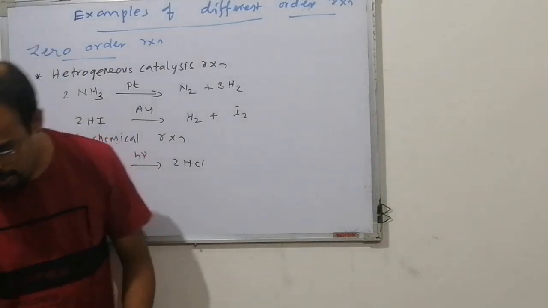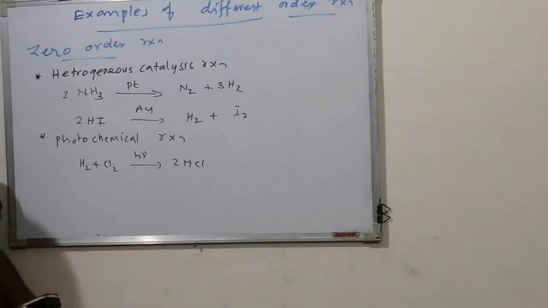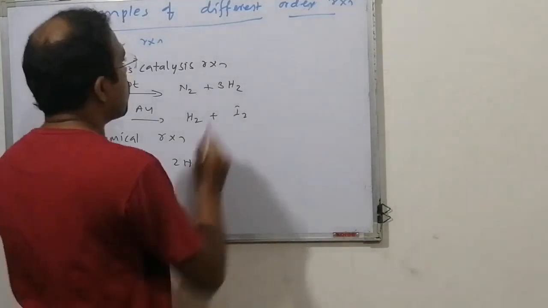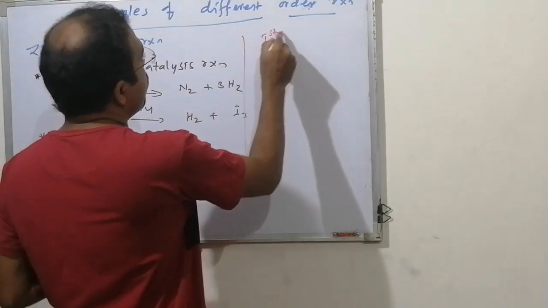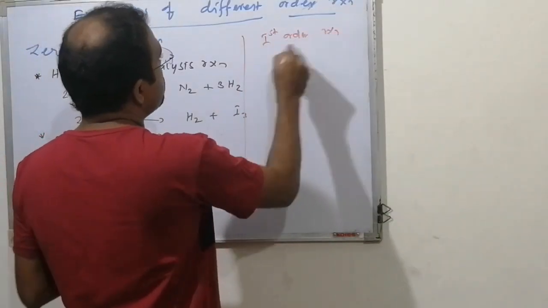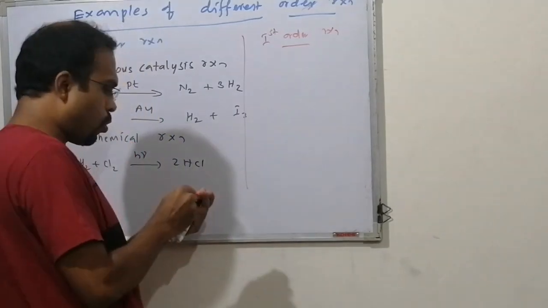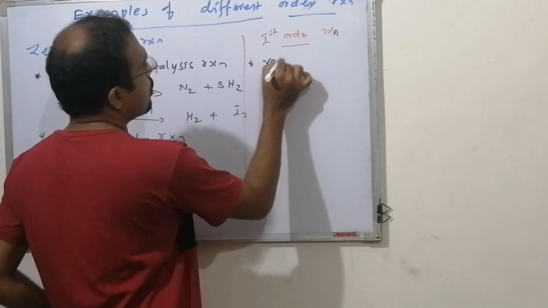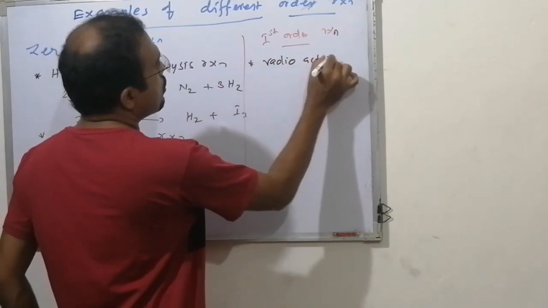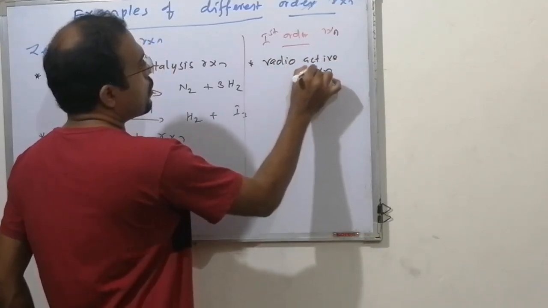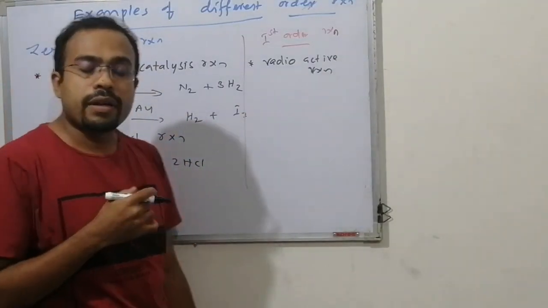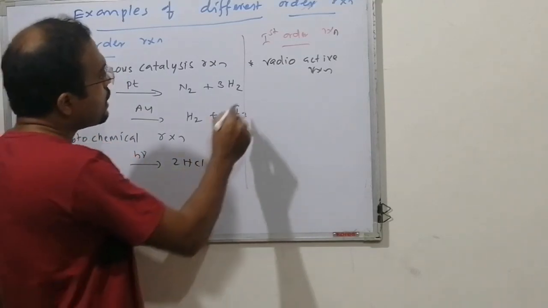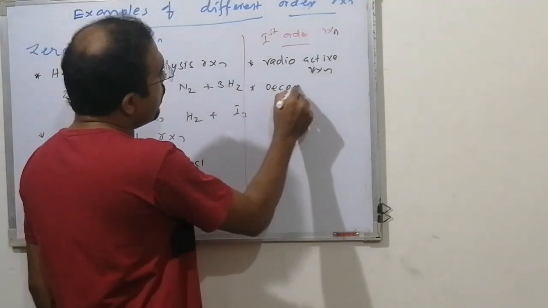Please be careful about that. Now, another one is first order reactions. We can have some examples for first order reaction. One of the most common examples of a first order reaction is radioactive reactions. Radiocarbon dating is based on a first order reaction mechanism. Second is normally decomposition reactions.